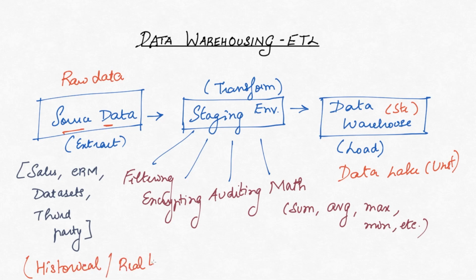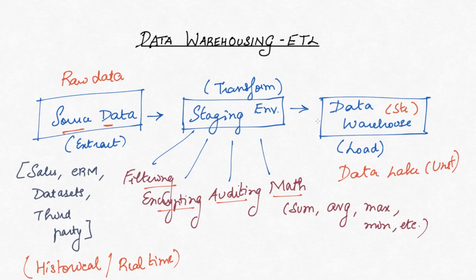Once it is extracted, it is placed in a temporary data storage called a staging area. Here, the data is processed according to the requirements in the task. There are many ways to process the data, such as filtering, encrypting, auditing and performing mathematical operations on the data.